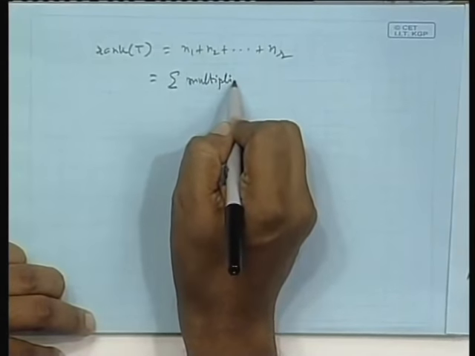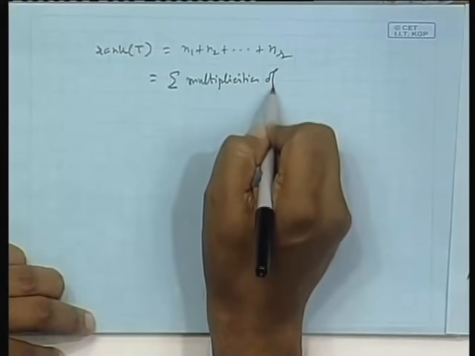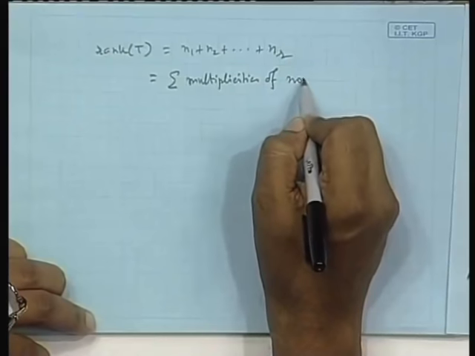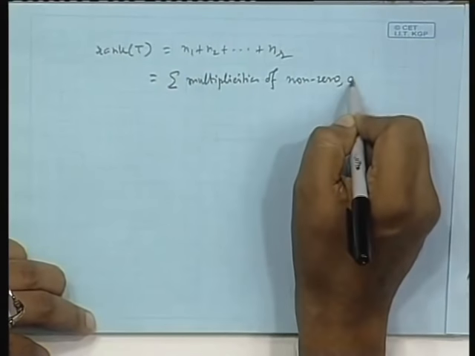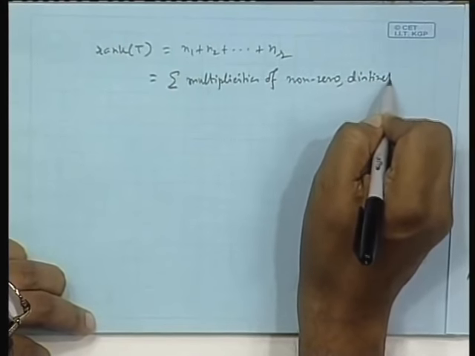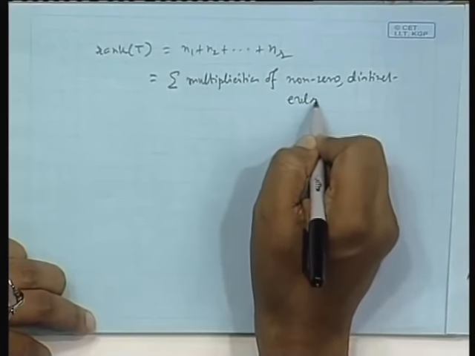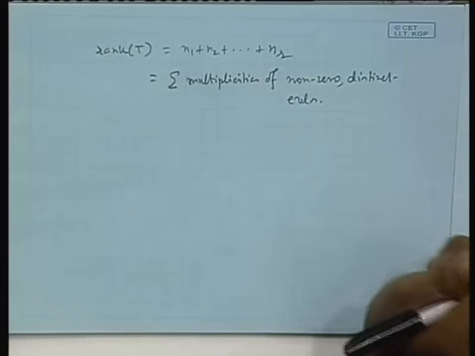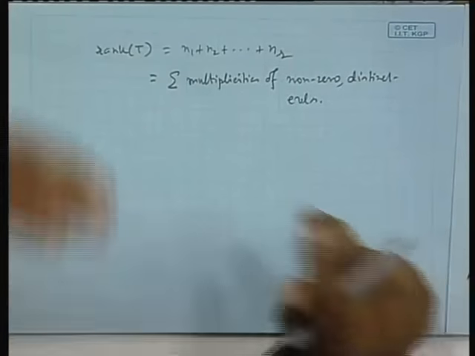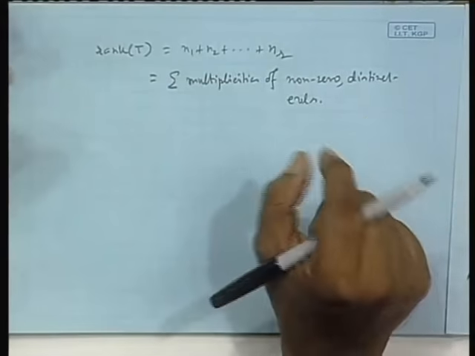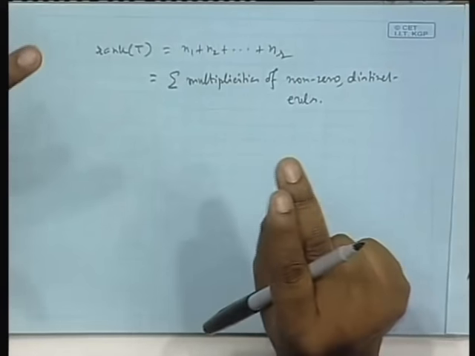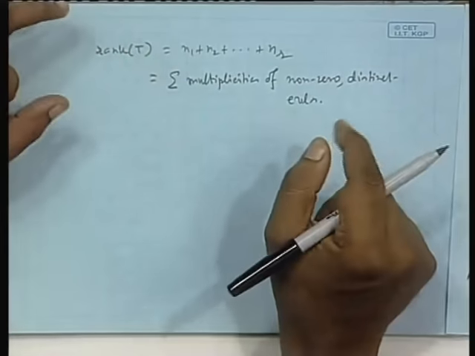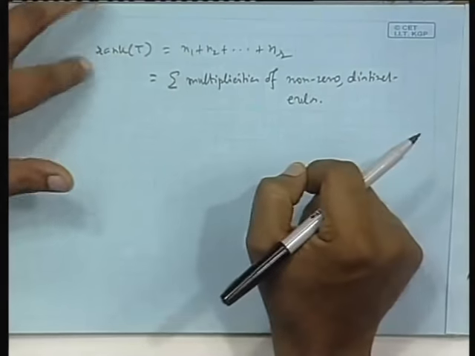multiplicities of non-zero distinct eigenvalues. This is the rank. So, find out what the distinct eigenvalues are and which amongst them are non-zero. Just pick up the non-zero distinct eigenvalues, find out their multiplicities, and add the multiplicities; that will be the rank of T.